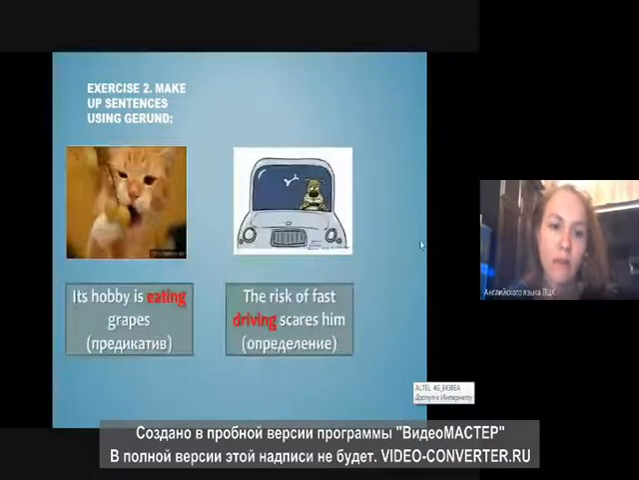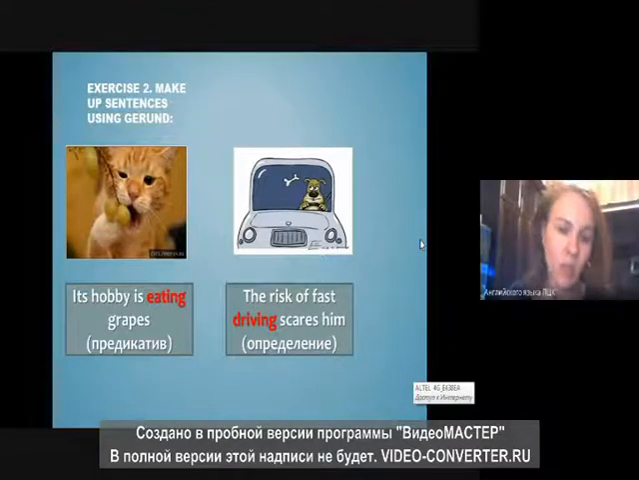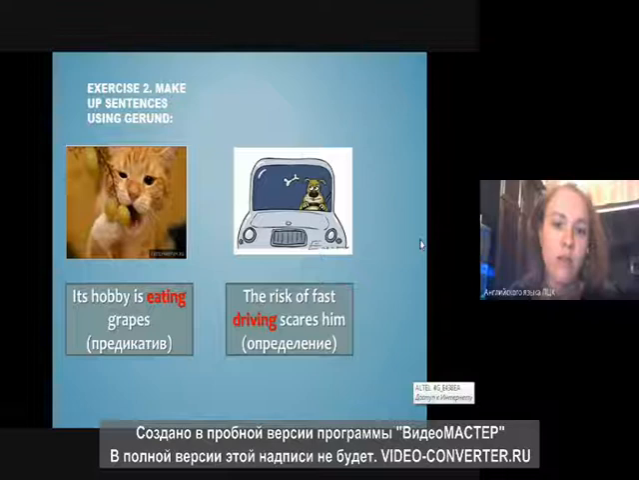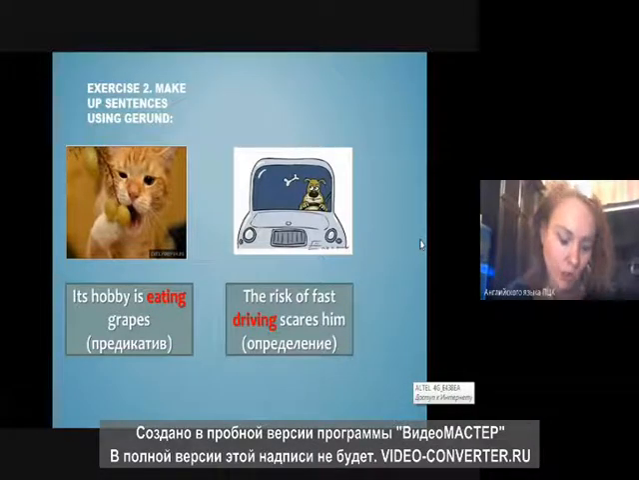The next. His hobby is eating grapes. You can see that gerund stays after the verb to be, so it's predicate. And the next, the risk of fast driving scares him. The risk of what? Fast driving. So here, our gerund fulfills the function of attribute. Now try to make up your own sentences.